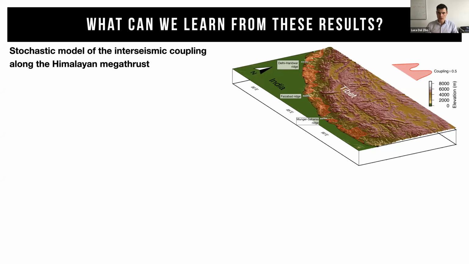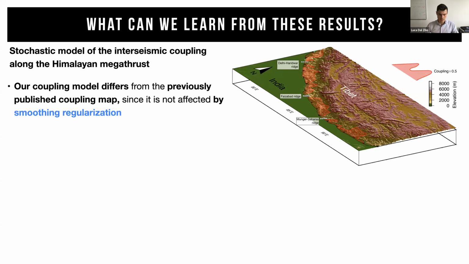So what did we learn from this type of results? First of all, by using a stochastic model in a Bayesian framework, we can obtain a distribution that is more consistent and can give us a better idea of the probability distribution, not only the absolute value of this coupling, but also how good are these data spatially. This is to some degree in contrast with the previously published coupling map, where they don't observe any spatial variations.